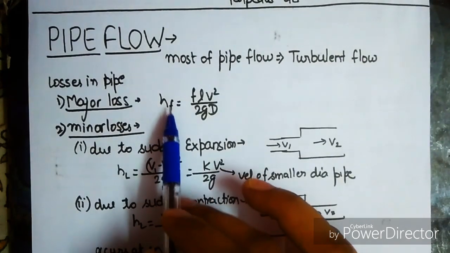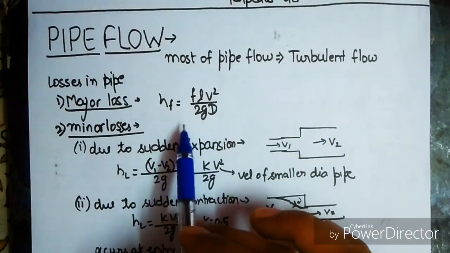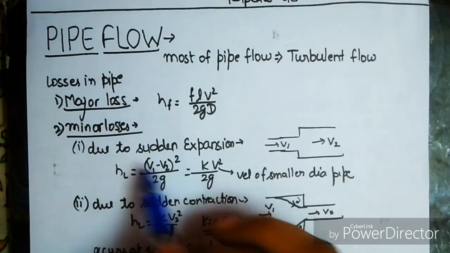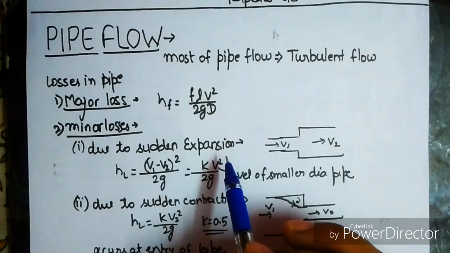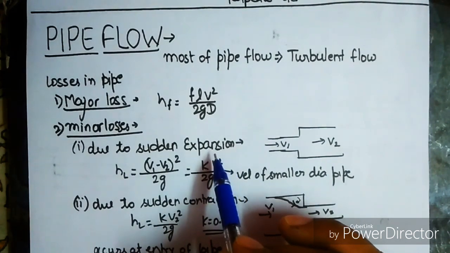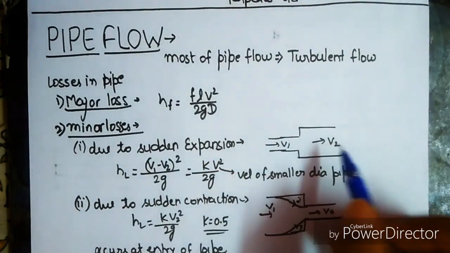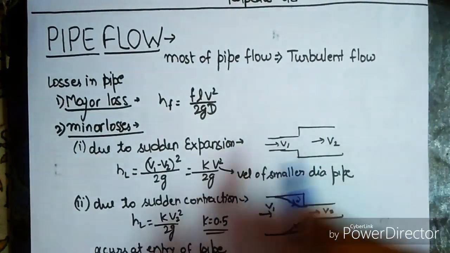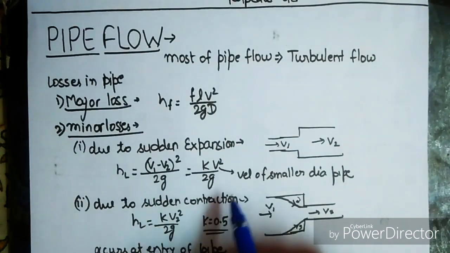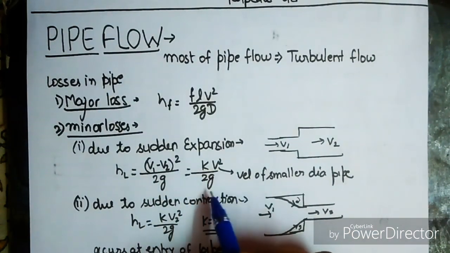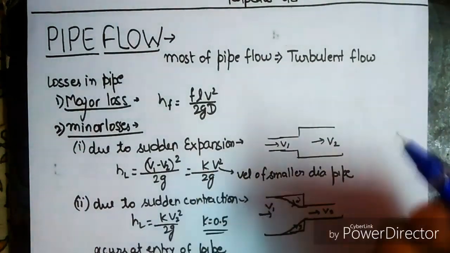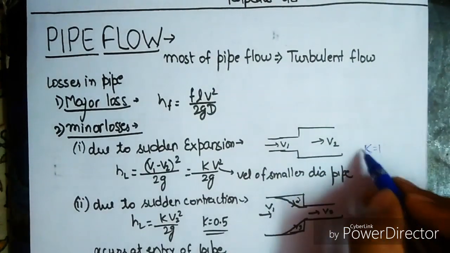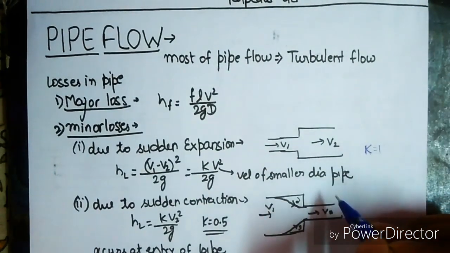Major loss is due to the frictional loss, that is fLV square upon 2gD. We have seen it earlier also. Minor losses are due to two reasons. Due to sudden expansion, like in the case of the entry of the pipe into the reservoir, V1 is the velocity in the pipe and V2 when it enters the reservoir. Then the head loss is (V1 minus V2) whole square upon 2g. This is equal to K V square upon 2g. The value of K we can usually take as 1, in the case of entry of the pipe in the reservoir.